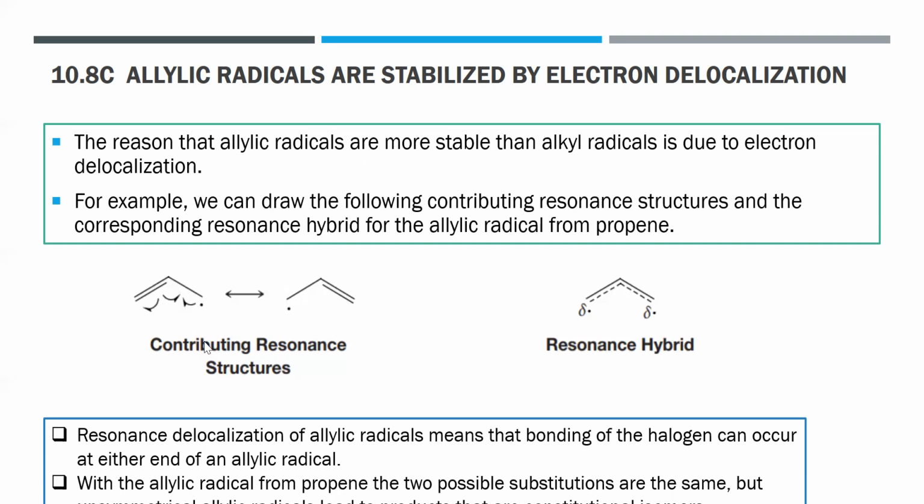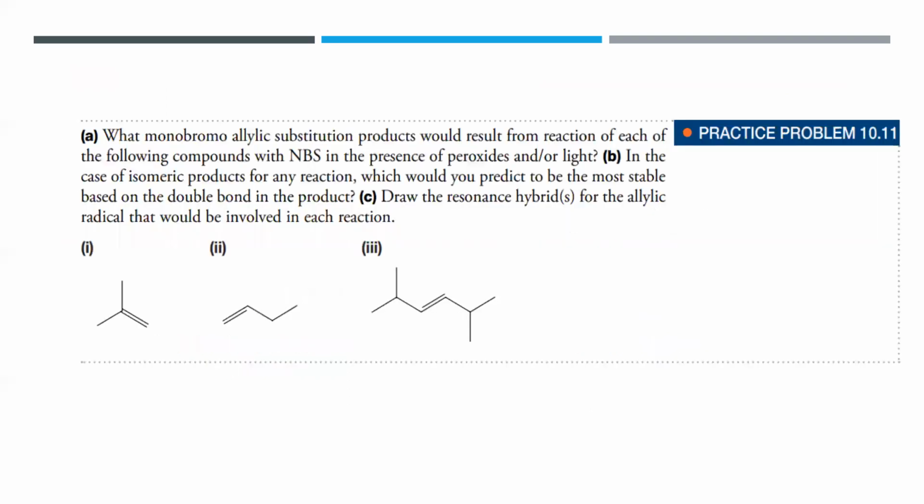But whenever you have an unsymmetrical allylic radical, like this case, either it forms here or it forms here with the halogen, so it's not the same product. When the allylic radical is unsymmetrical, we actually have constitutional isomers being formed.